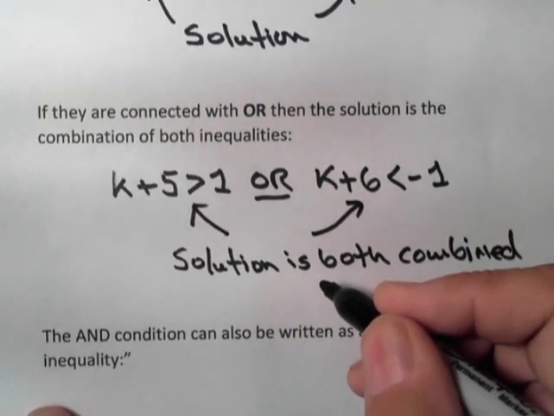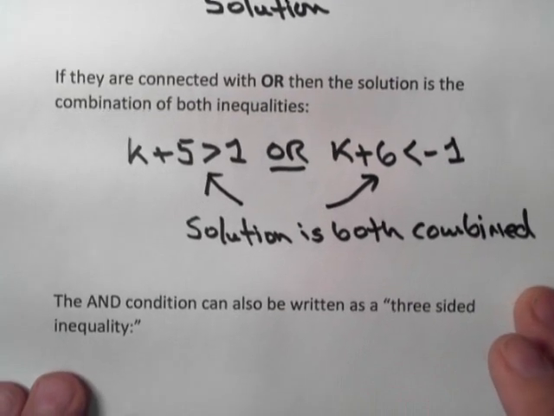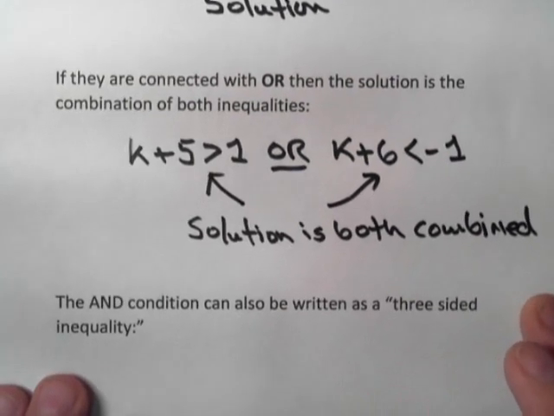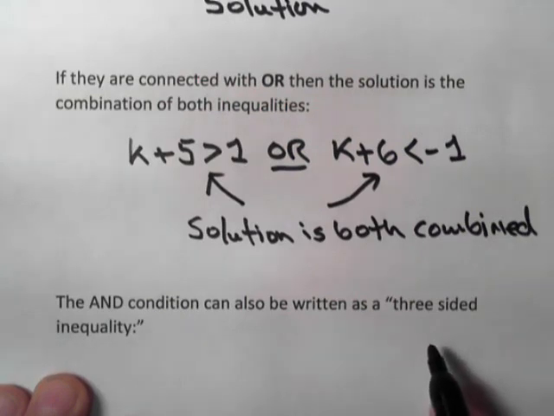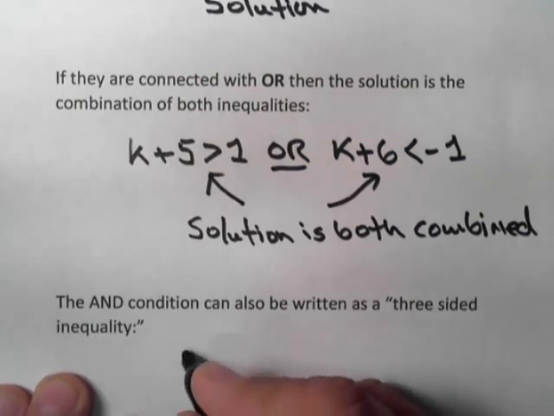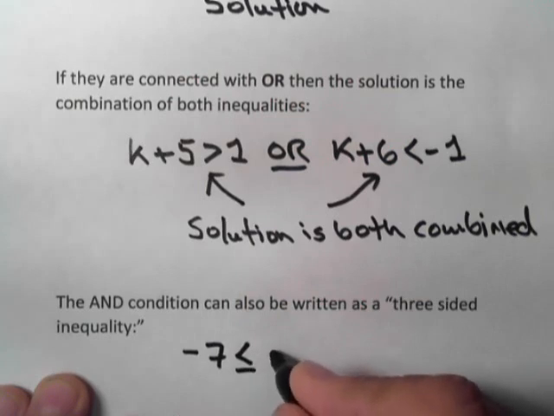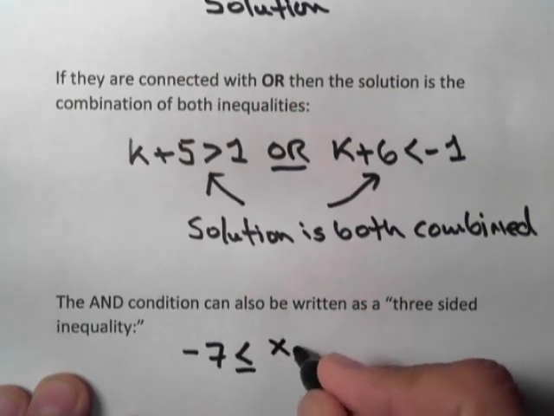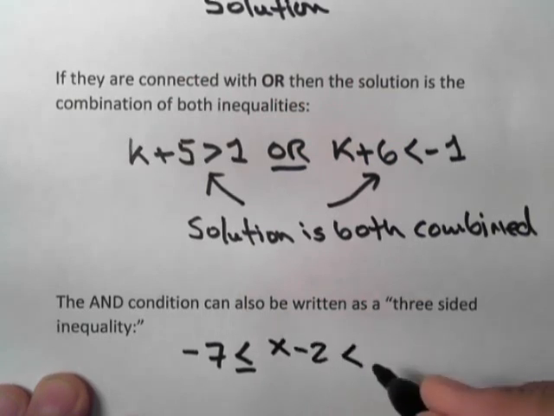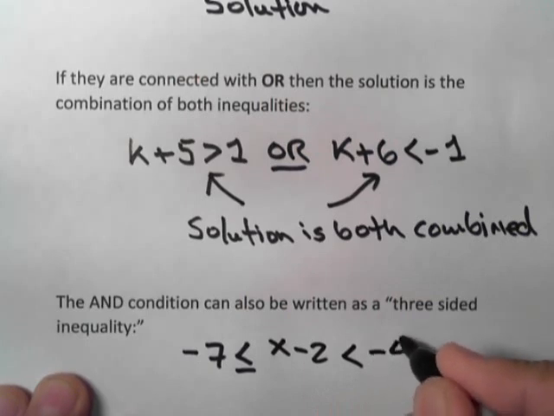Well, again, we'll see examples coming up, but there's one last thing we want to mention before we go on, and that is the and condition can also be written as what I like to call a three-sided inequality. It might look something like this: negative 7 less than or equal to x minus 2 less than negative 4, let's say.